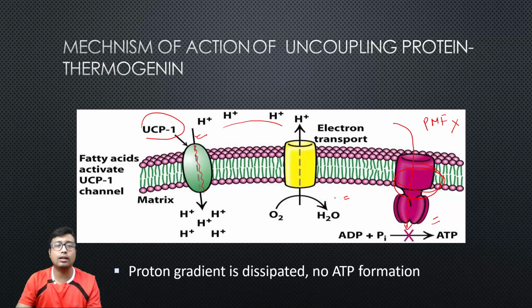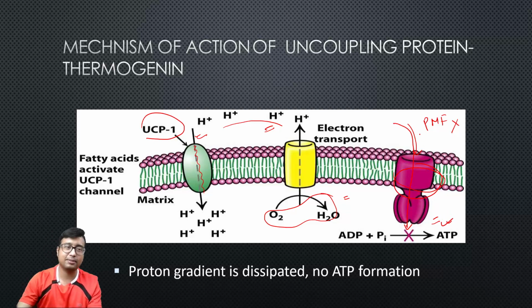Electron transport continues, and ultimately oxygen forms water. ETC is not hampered at all. But the energy of the ETC, in the form of proton motive force and H+, which was used to transfer protons through ATP synthase, resulting in the production of ATP, that thing does not happen.